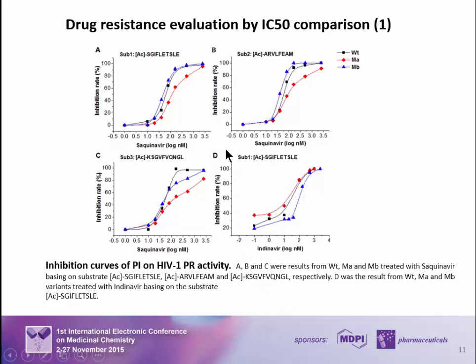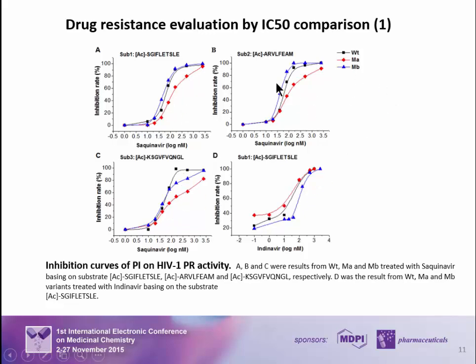So the y-axis is the inhibition rate and the x-axis is the concentration of inhibitor. We can see that, compared to the wild-type HIV protease, the bright line, mutant A, the red line, shows a delay curve no matter which substrate was considered. So here you can see the delay line.